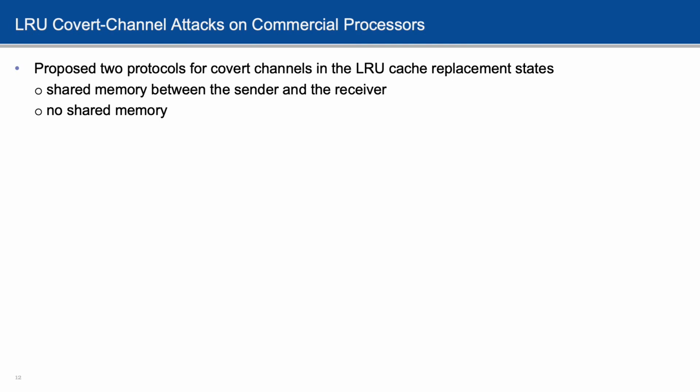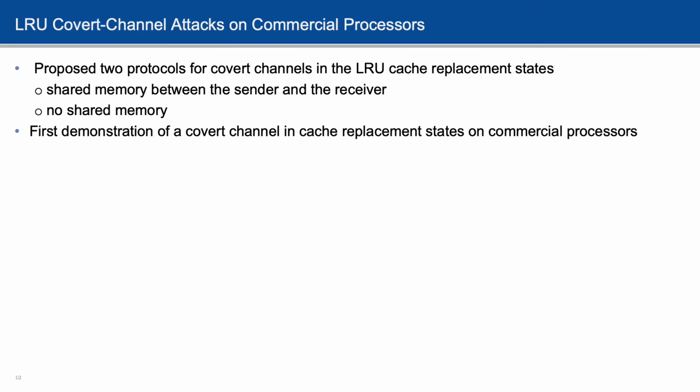In this paper, we propose two protocols for covert channels in the LRU cache replacement state, for when the sender and receiver share memory or do not share memory, which I just showed an example of in the last few slides. In this paper, we show the first demonstration of such a covert channel in cache replacement state on commercial processors.